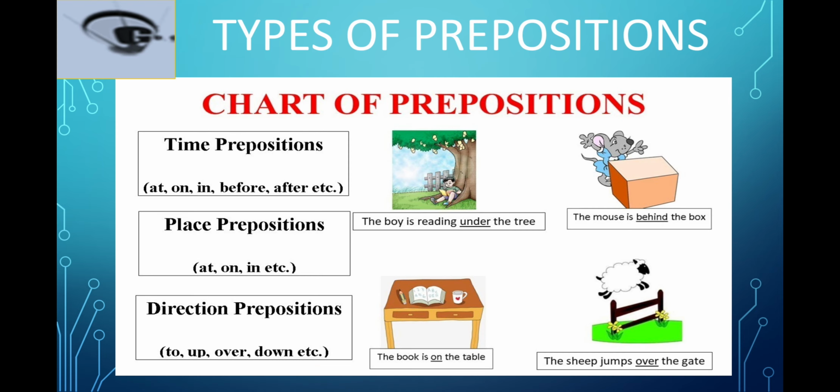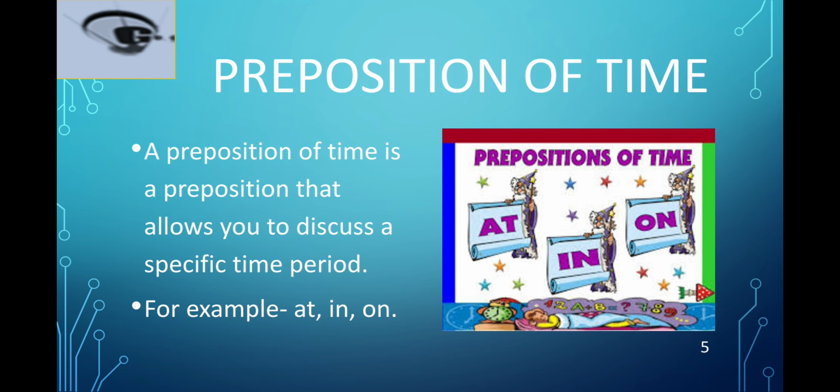Now we come to the types of prepositions. We have three types of prepositions: preposition of time, preposition of place, and preposition of direction. Firstly, coming to the preposition of time. A preposition of time is a preposition that allows you to discuss a specific time period. For example, at, in, on.